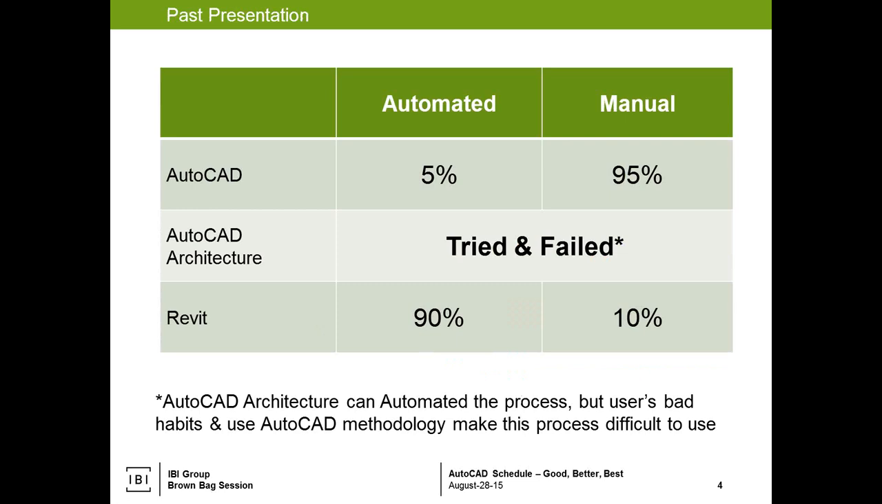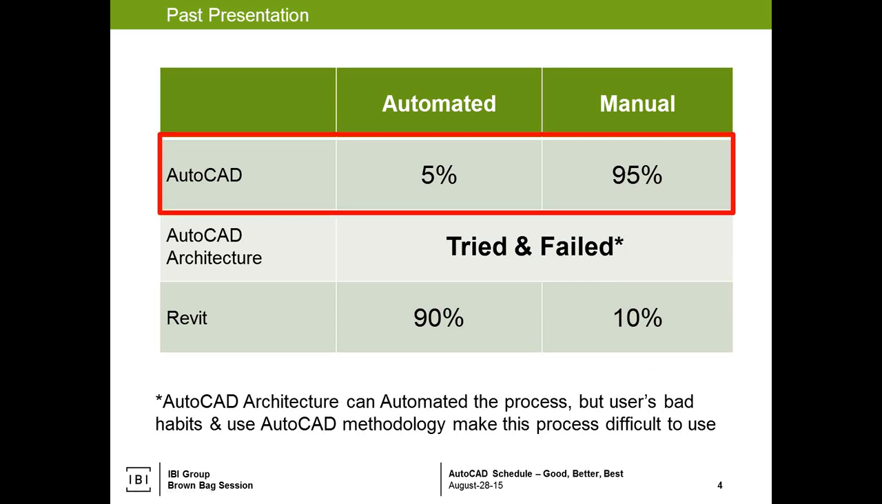In the past, what I talked about is that when you look at AutoCAD, the automation is only 5%, and 95% is all manual. So you have to manually enter in all that information. And when you look at Revit, 90% is automated and 10% is manual.